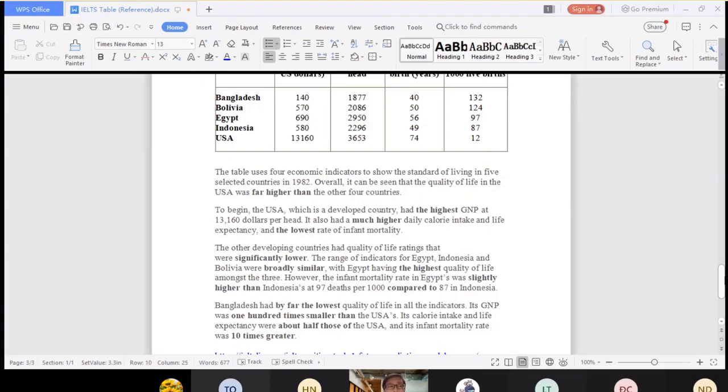So the examiner highly appreciates your efforts of analyzing and interpreting data. Sometimes you have to do some kind of calculations or some basic maths. I think you are all good at math. So show your ability to interpret data, right? Like "100 times smaller" or "about half those of", right? "10 times greater". The figure is almost double, more than double, or 3 times higher than. Use those structures in your description to achieve a higher band score.